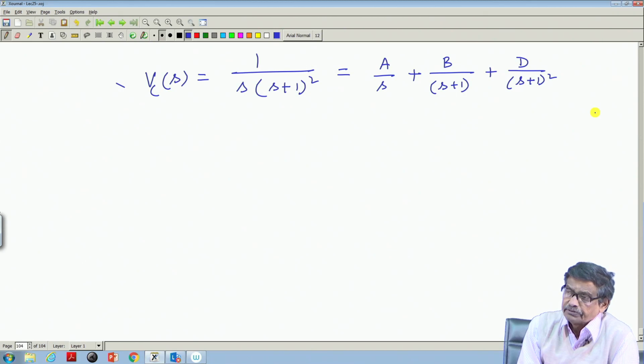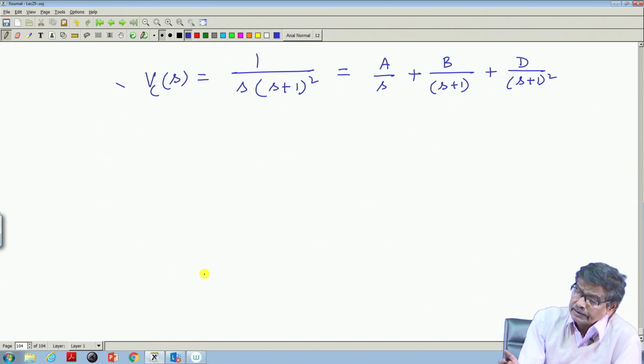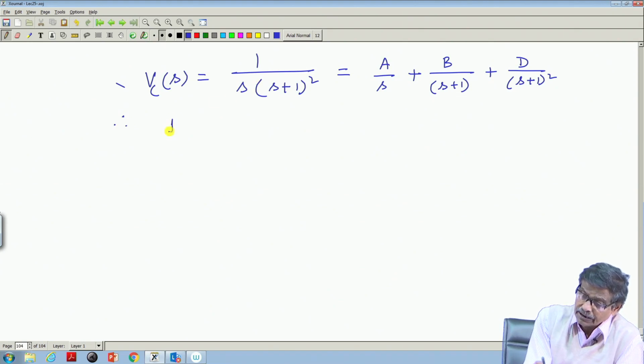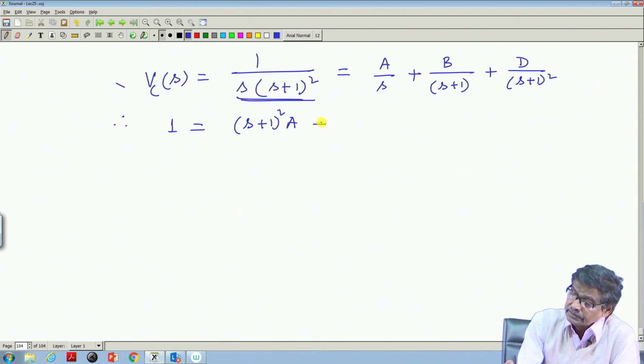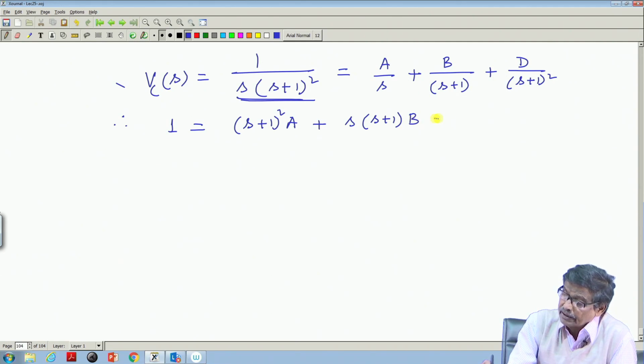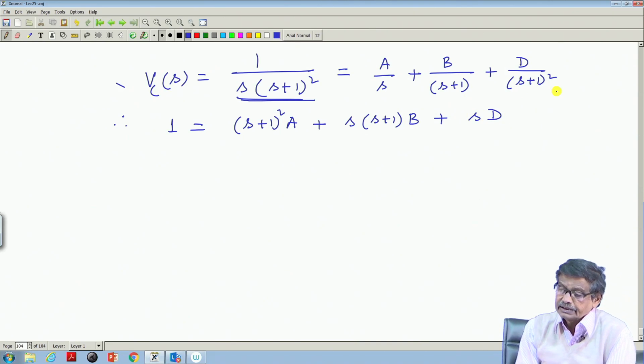This will be the partial fraction. So, multiply with this factor on both sides. Let me quickly try to do it, so that something goes to your head. We get 1 = A(s+1)^2 + s(s+1)B + sD. This will be the thing. We have to find out A, B and D.